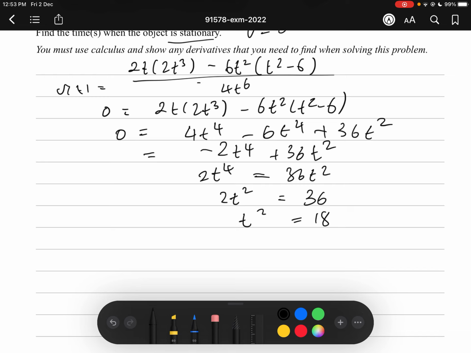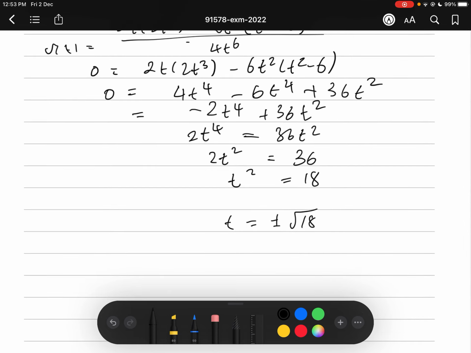So let's take the root of both sides. So t equals plus or minus root 18. In this case, let's just simplify the radical a little bit. So we know that root 18 is root 9 times root 2. So t equals plus or minus 3 root 2 seconds.